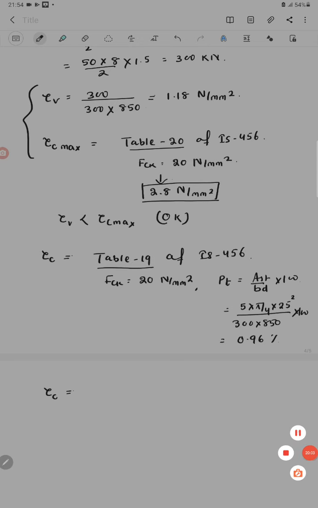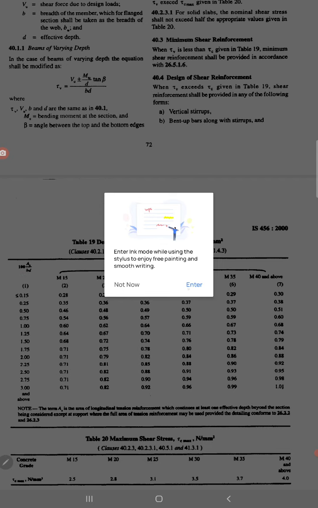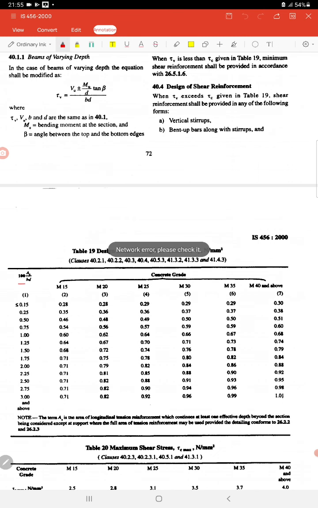Okay, we can refer to the table. You can see this is IS 456 Table number 19. This is for design shear strength of concrete, which depends upon the percentage of steel and grade of concrete. We are using M20 grade of concrete, and the percentage of steel we have calculated is 0.96.